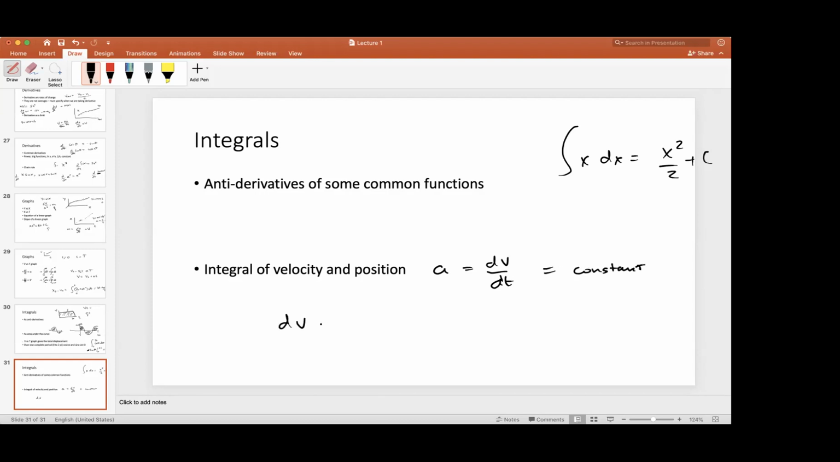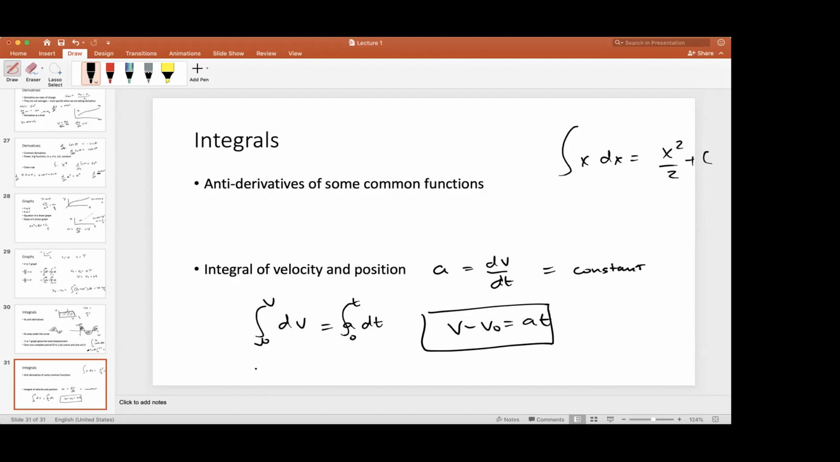If I take dv is a dt, and I take this from v naught to v and 0 to t, what I get is v minus v naught is a t, right? It would technically be 0 to t, but t0 goes away, so I don't care about that. This is actually our first constant acceleration equation.